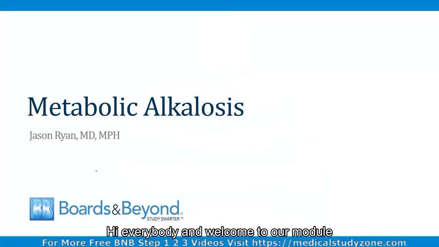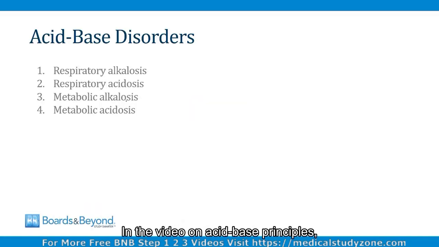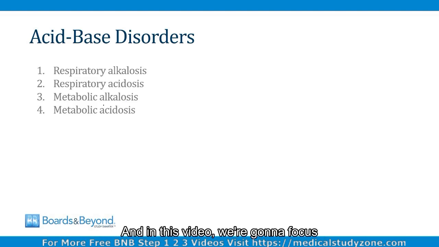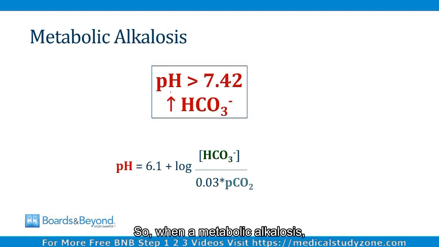Hi everybody, and welcome to our module on metabolic alkalosis. In the video on acid-base principles, I talk about the 4 categories of acid-base disorders, and in this video we're going to focus on the third one, metabolic alkalosis. So in a metabolic alkalosis, the pH will be above the normal range, so it will be greater than 7.42.